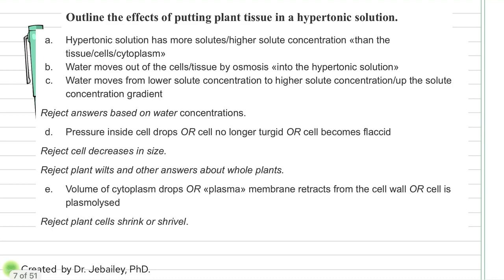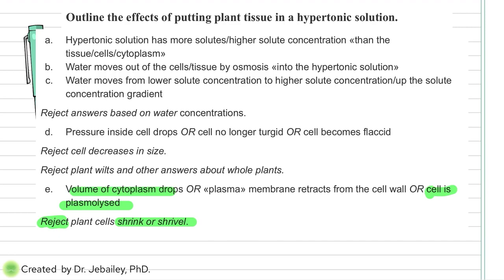And then you can see here, it has the volume of the cytoplasm drops, right? Or here's the most important, the cell is plasmolyzed. It just means everything starts to become smaller. But again, you have to use a scientific name. And like I said, it will be rejected if you use the word shrink or shrivel because that's for animal cells, not plant cells. So IB is very picky with the words, and make sure that you do this.